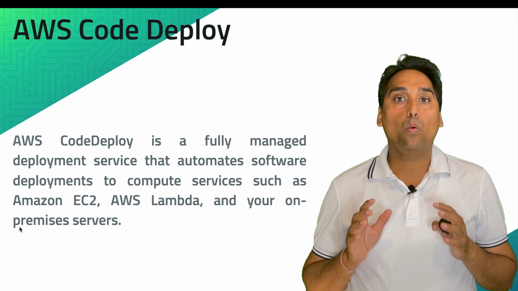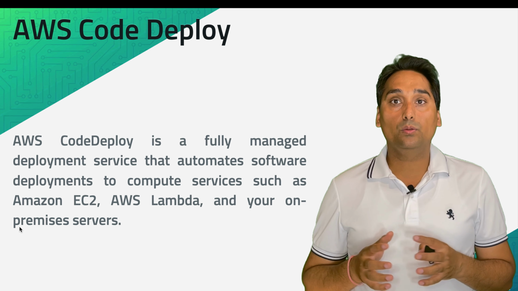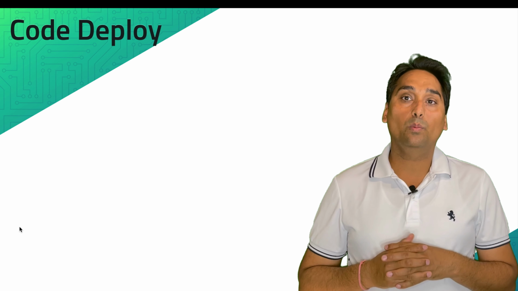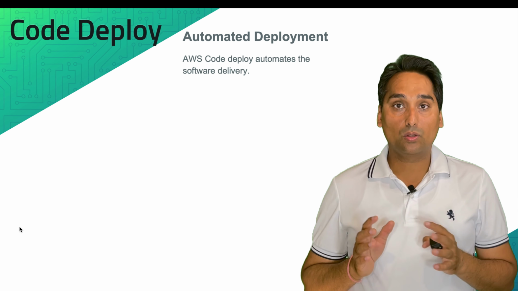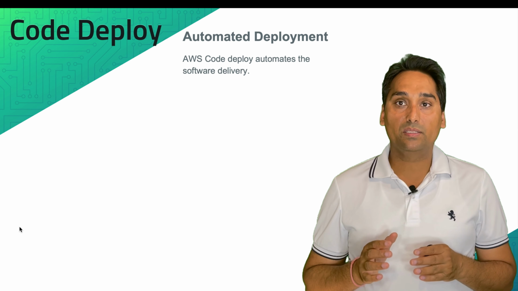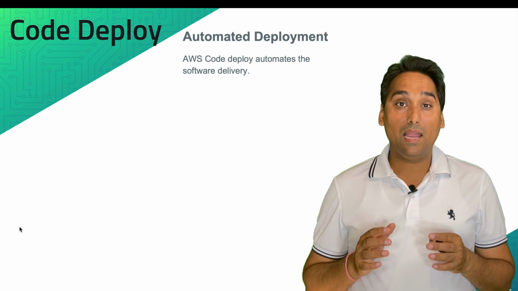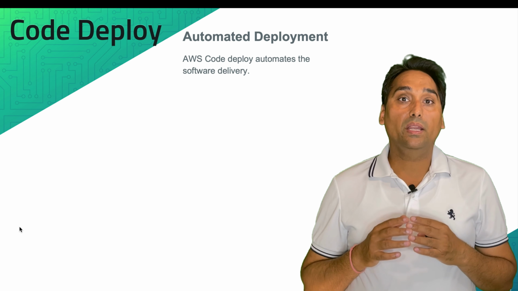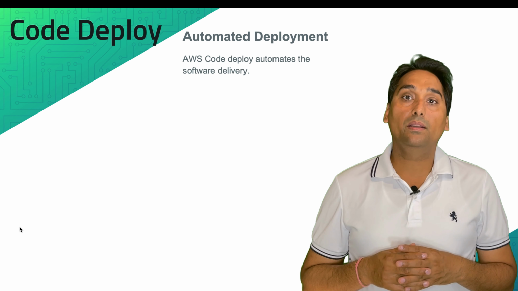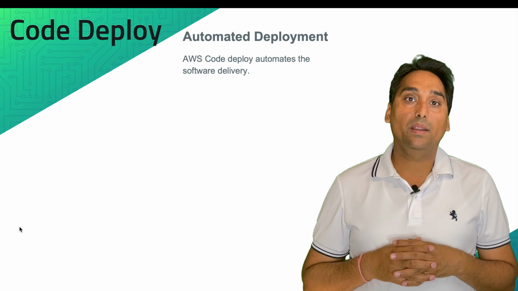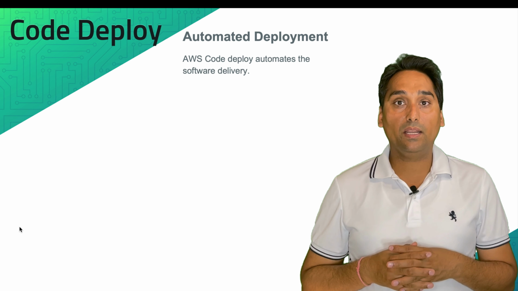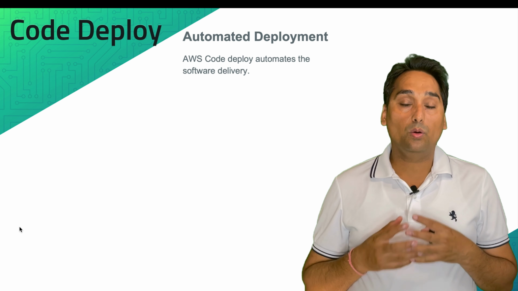Now we understand what is Code Deploy. Let's look into some of the benefits of using Code Deploy. First of all, automated deployments. So AWS Code Deploy fully automates your software deployments, allowing you to deploy reliably and rapidly. You can consistently deploy your application across your development, test, and production environments, whether deploying to Amazon EC2 or AWS Fargate or AWS Lambda or your on-premises servers.